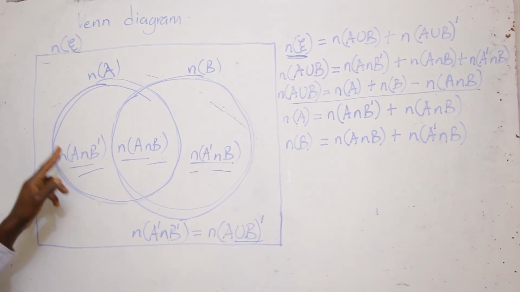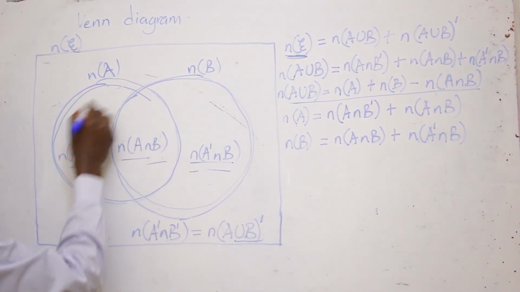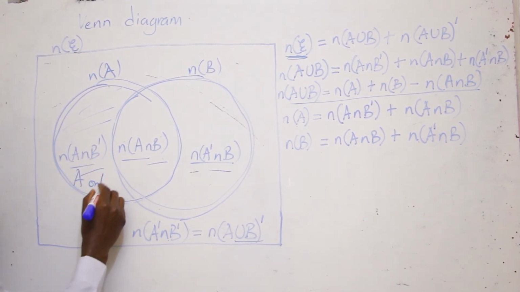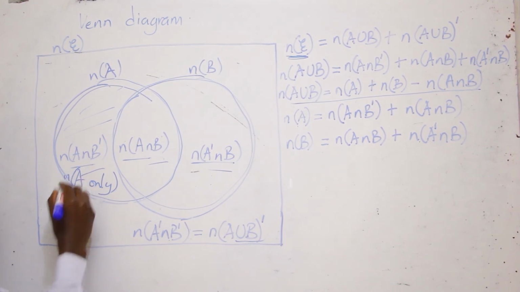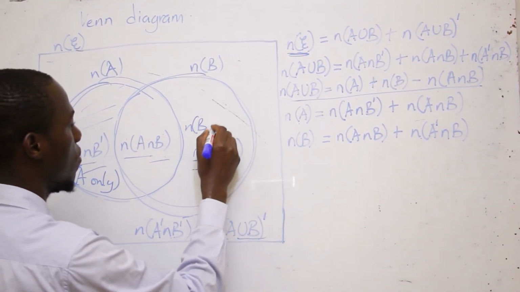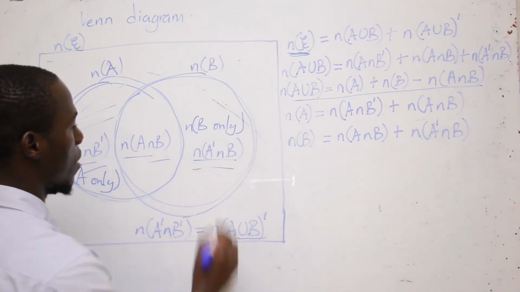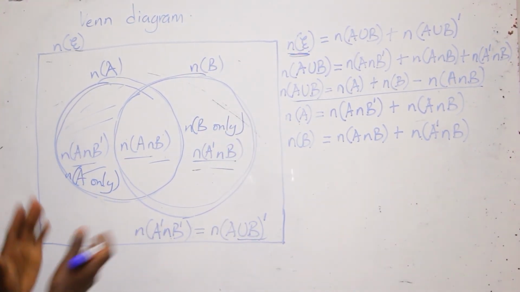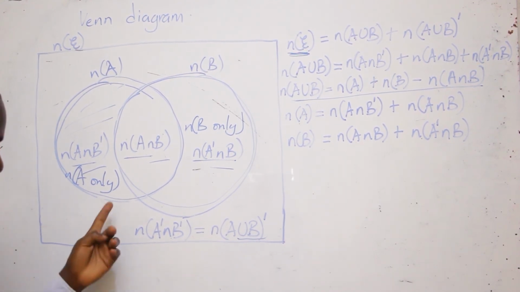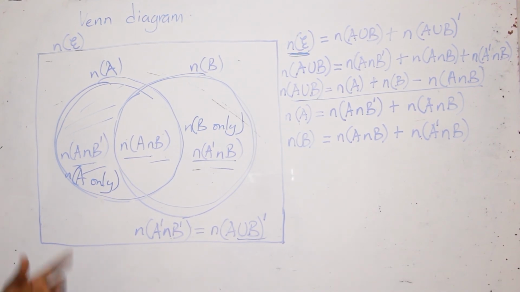Now, the A intersection B complement, this region here, sometimes we can call it as A only. So this is number of A only. Even this one here becomes number of B only. So that is our Venn diagram of two sets, and you can use it to get even probabilities. So when we look at probabilities, we shall try to get some of them from the set.